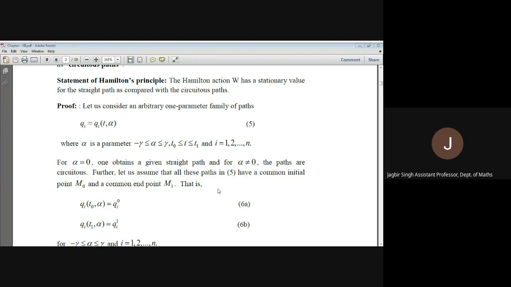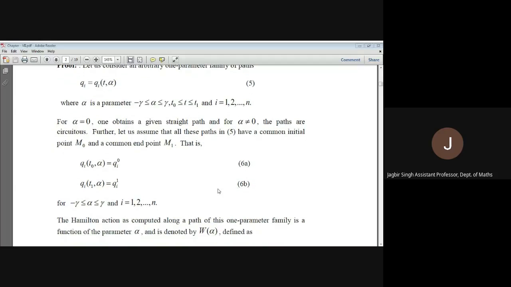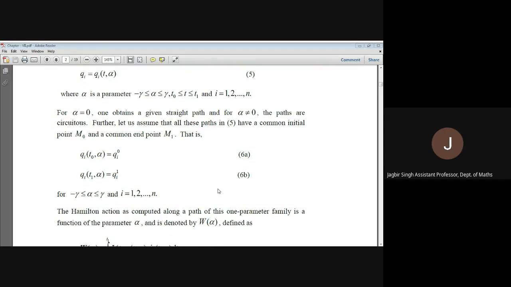Now we take the initial position and final position to be fixed. So all the paths have a common initial point, say M0, and a common end point, say M1. This means qi(t0, alpha) will be qi0 and qi(t1, alpha) will be qi1, independent of alpha.